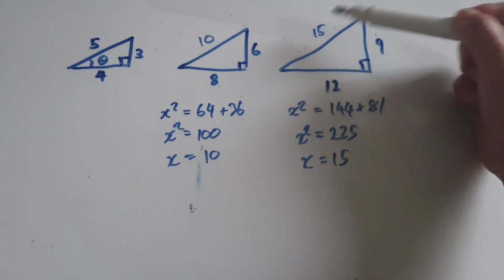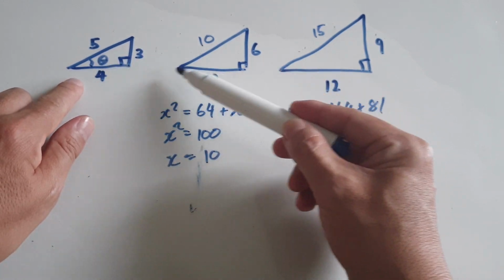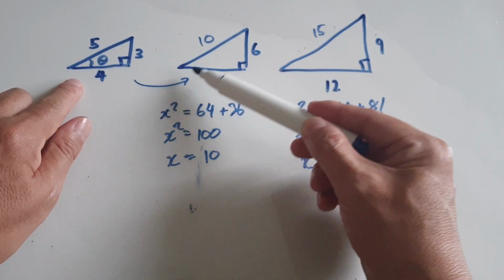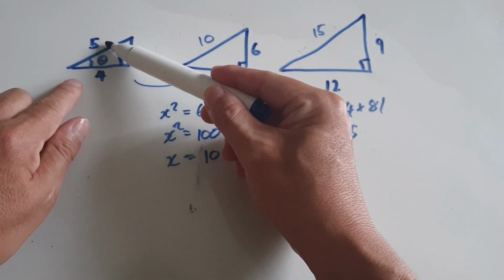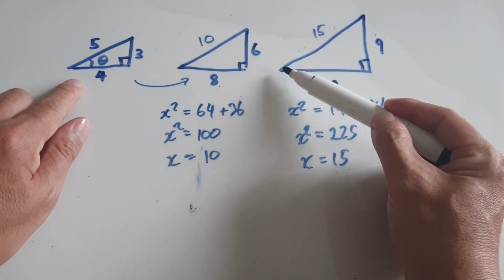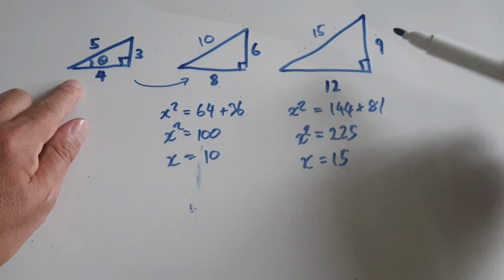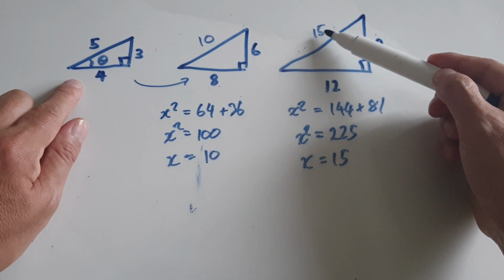The point I'm trying to make is that if you enlarge this by a factor of 2, so remember the length is multiplied by 2, the height is multiplied by 2, the diagonal length is multiplied by 2 as well. Now if you multiply by 3, the length is multiplied by 3, the height is multiplied by 3, the diagonal length is also multiplied by 3.